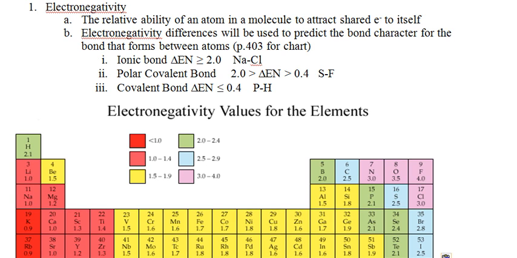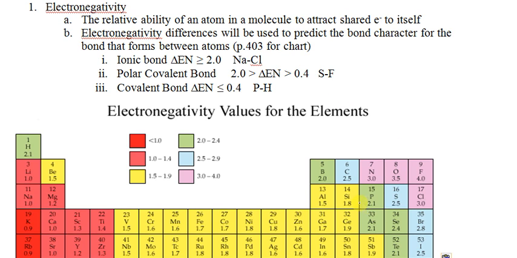So welcome back. In this video we're going to be taking a look at bond character through the lens of electronegativity. Electronegativity, first and foremost, is the relative ability of an atom in a molecule to attract shared electrons towards itself. So the higher the electronegativity value is, the more able that atom will be to attract shared electrons towards itself. And electronegativity differences can be used to predict the bond character for a bond that forms between atoms.